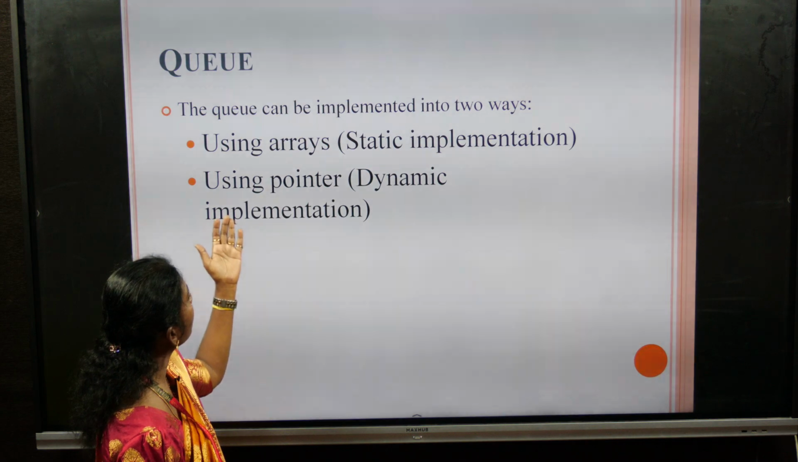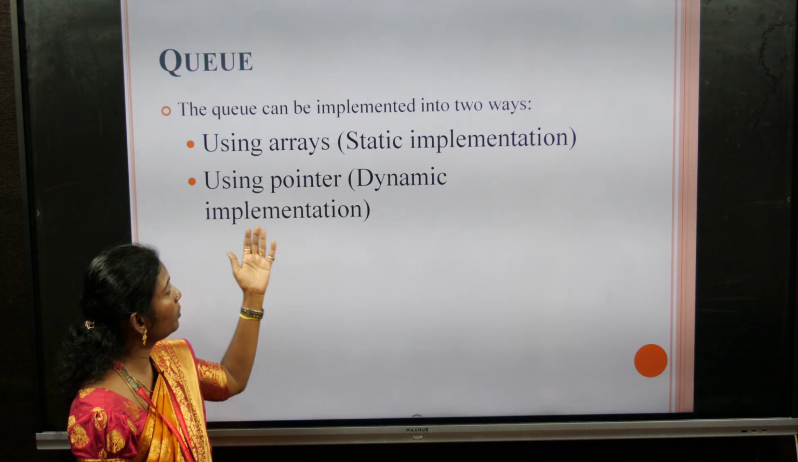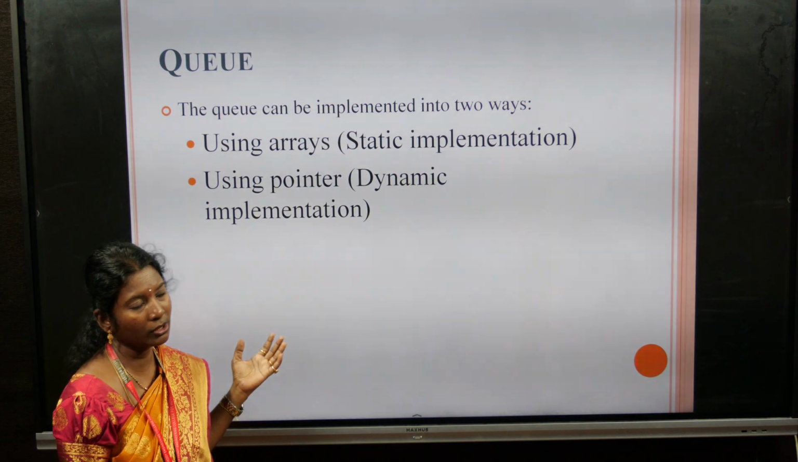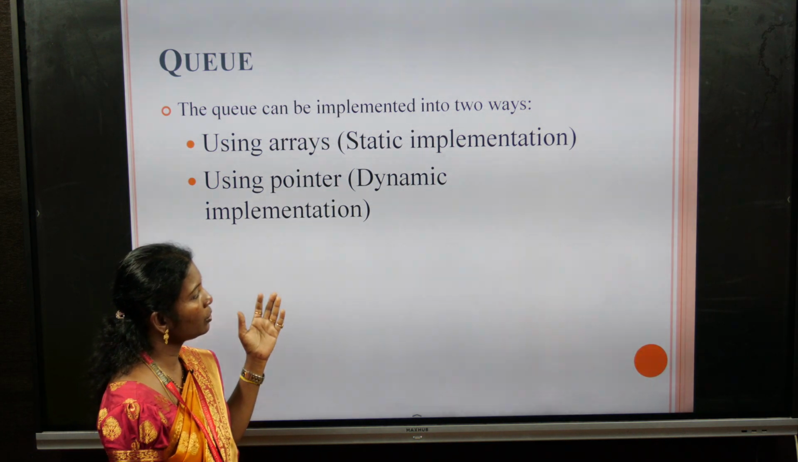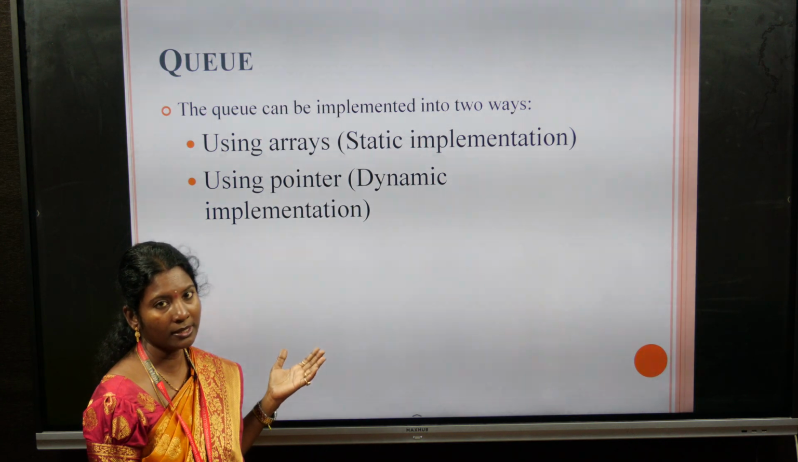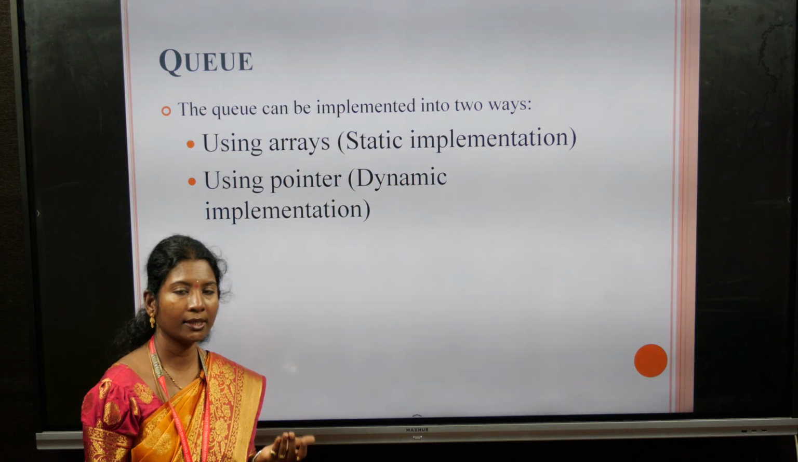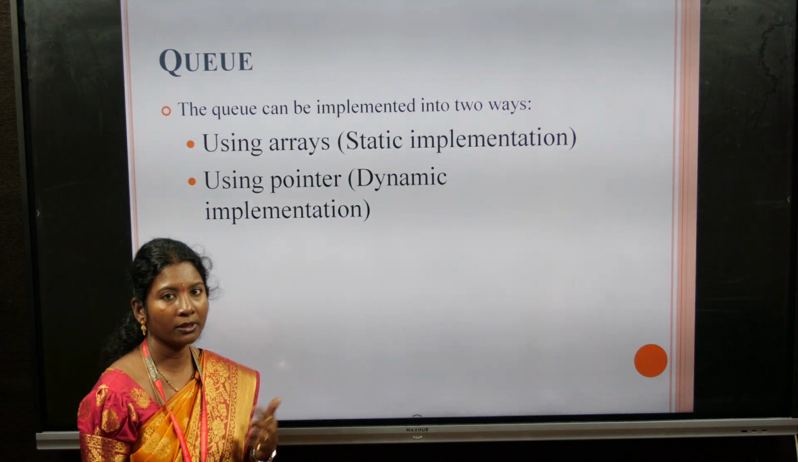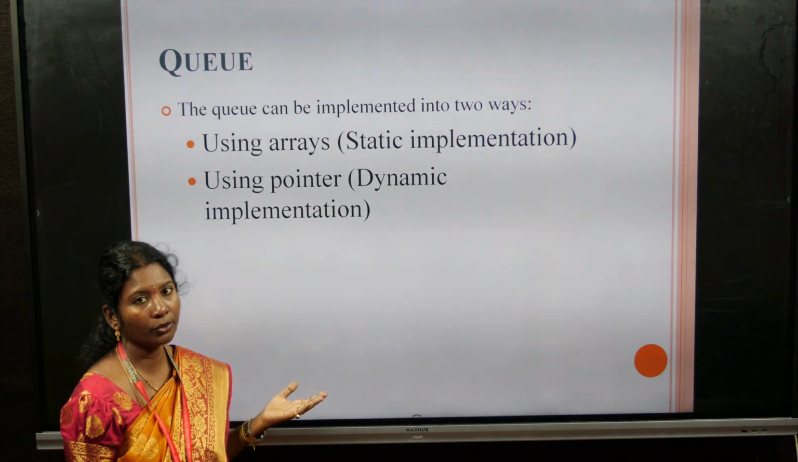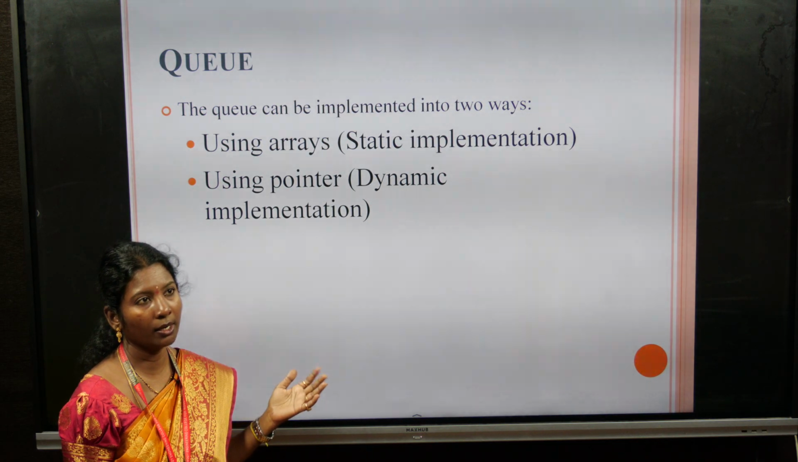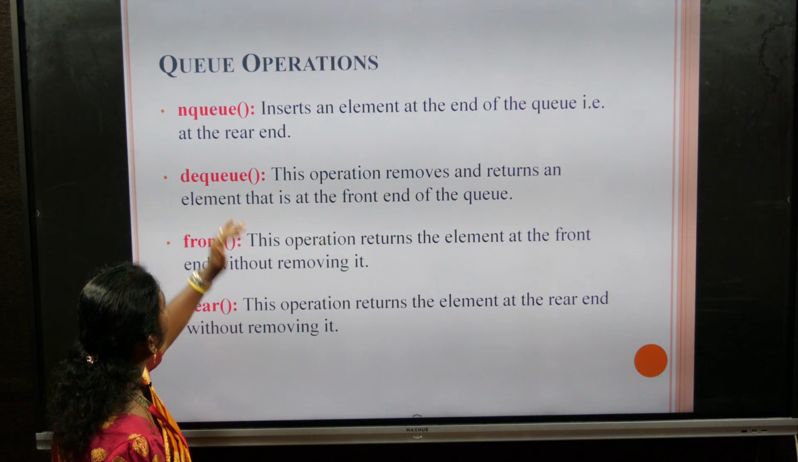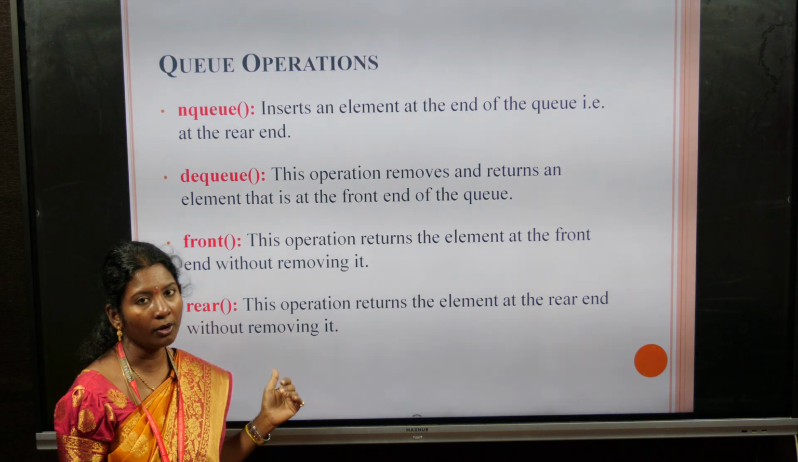The other way is using a pointer, which is known as a dynamic implementation. In the dynamic implementation, we need not specify the size of the queue. Dynamically you can insert and delete as per the user's requirement. So this is dynamic in nature. Whenever we want to increase the size, we can, and when we want to decrease the size, we can. And these are the operations which will be performed on the queue.